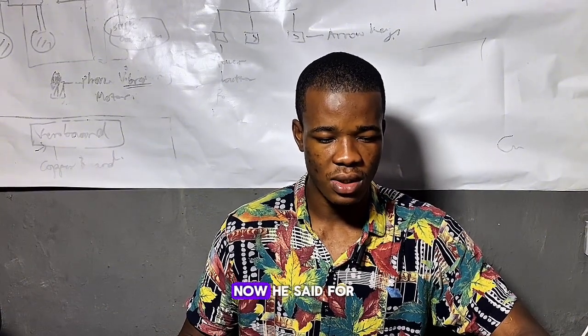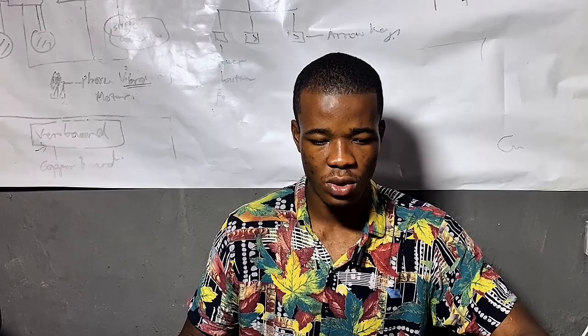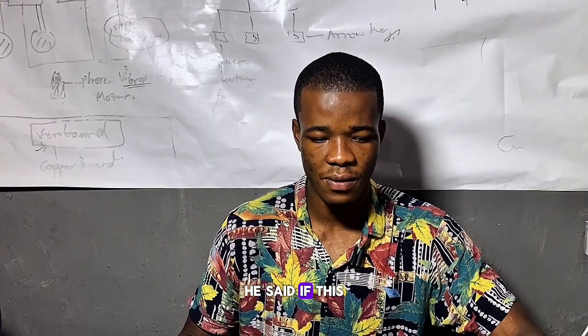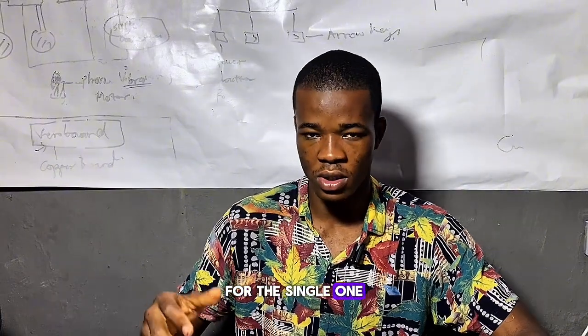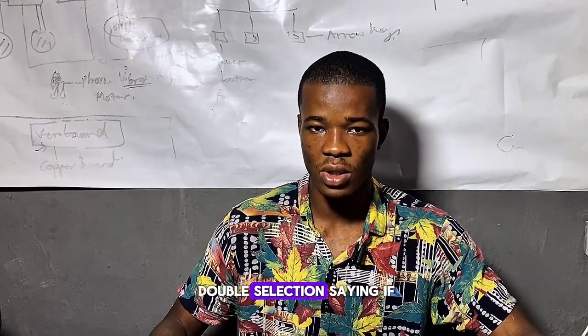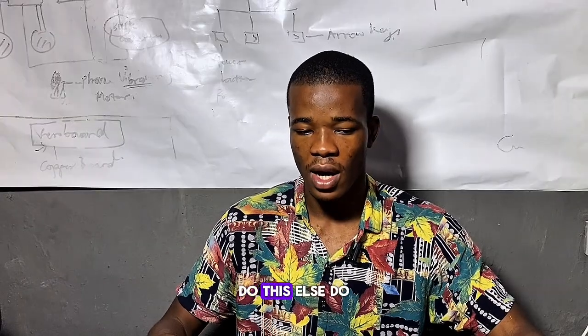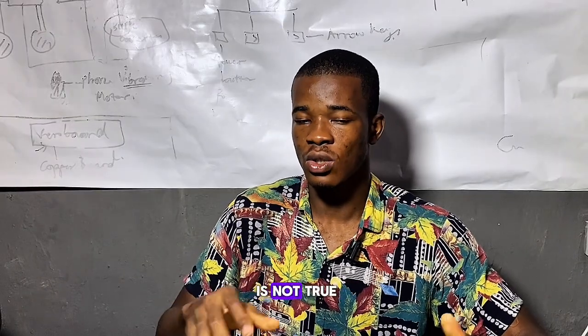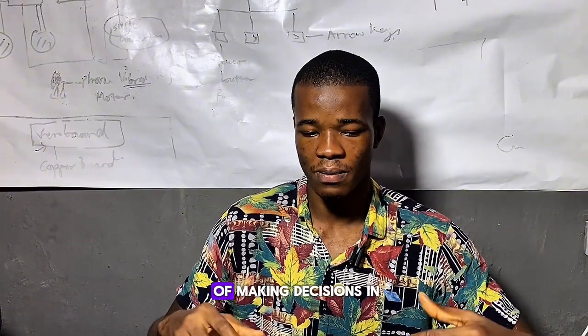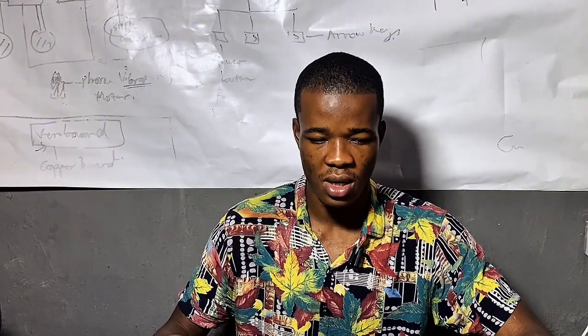So now, for the double selection, I'll be able to explain the single selection where we don't need else. For the single one, it is just if this is true, do this. That's all. For the double selection, if this is true, do this. If this thing is not true, else do this. So it's just a way of making decisions in our programs.